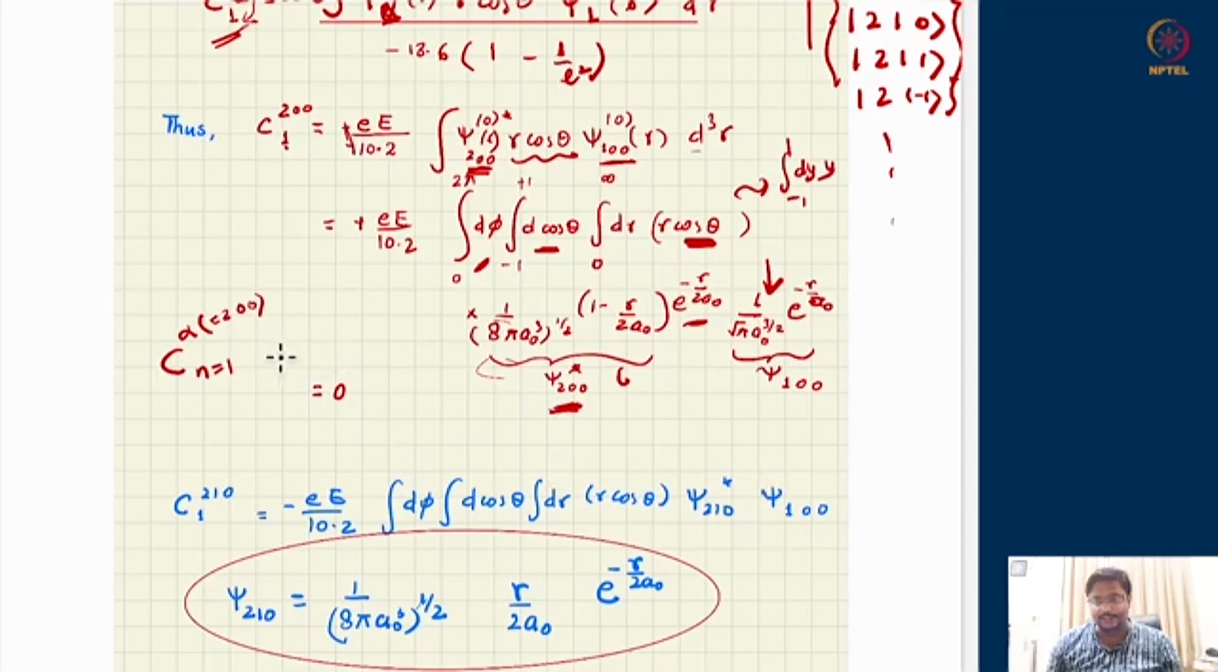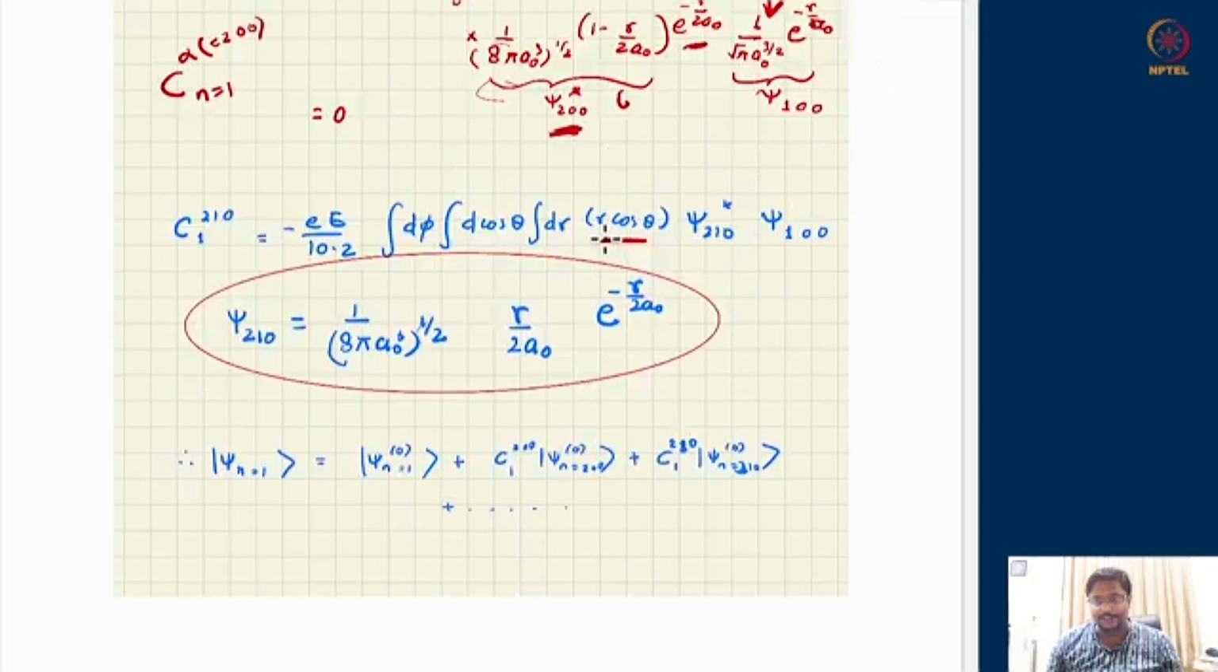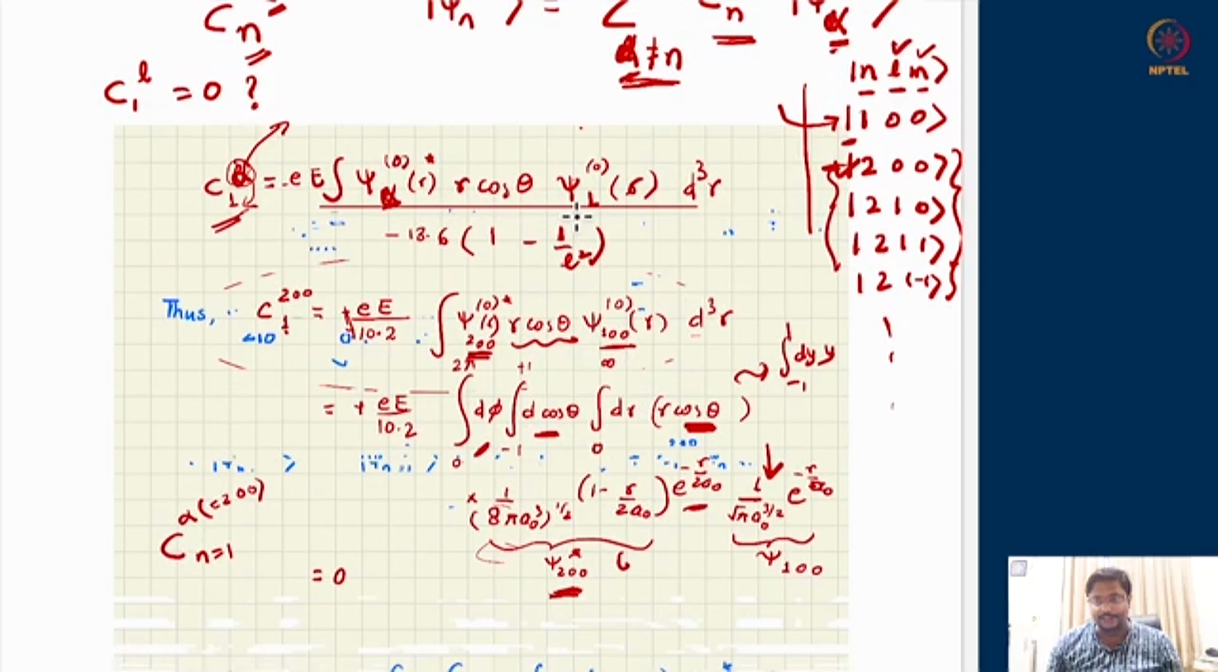So this is the computation for alpha equal to 210. Here is the Hamiltonian, and this is divided by the energy difference. Remember, in the denominator, the energy difference is supposed to be ground state minus excited state. So 13.6 divided by 1 minus 13.6 divided by L square.